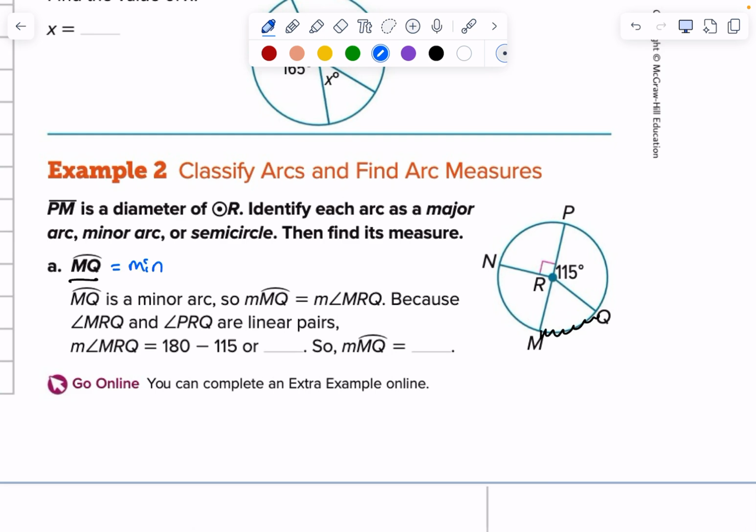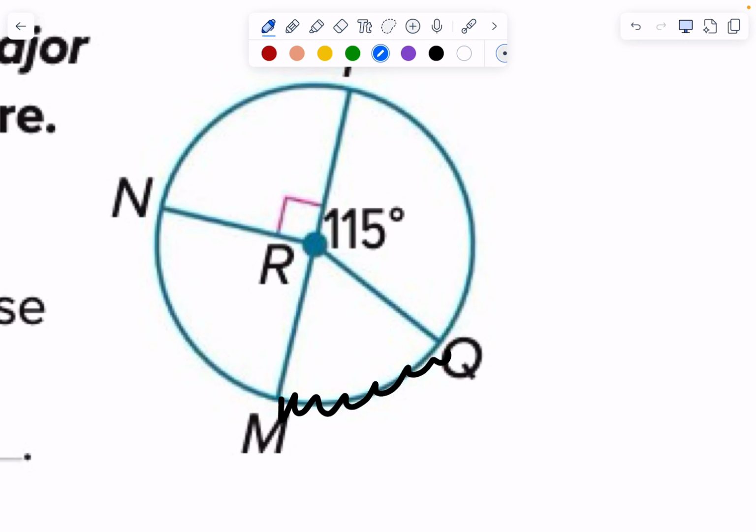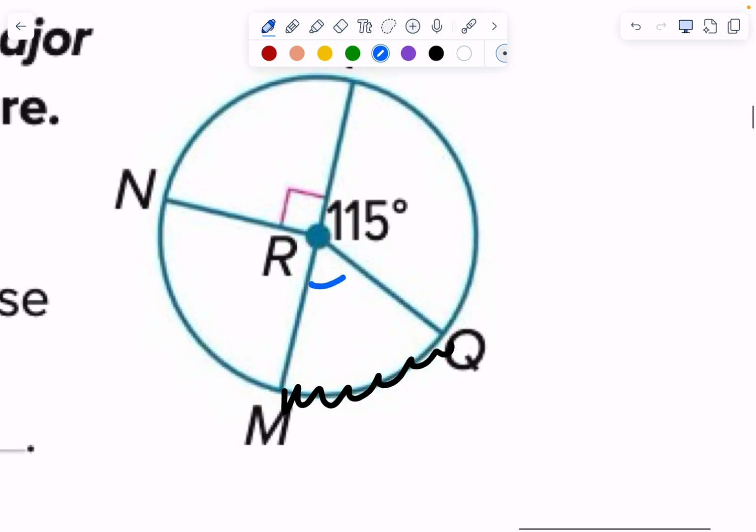Minor, because it's less than half a circle, right? It's less than 180 degrees. How many degrees is it exactly? How do you find it? I want this angle right here.